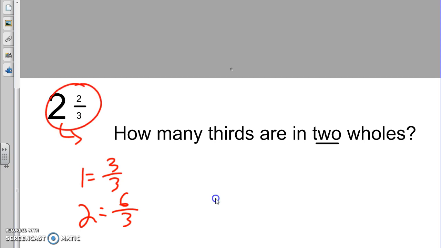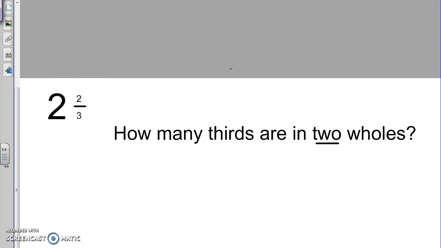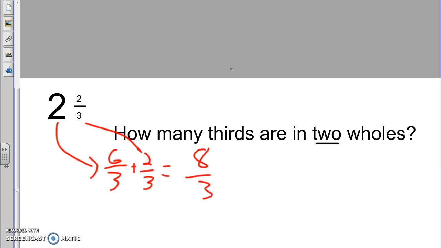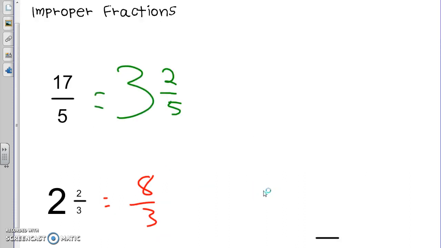To get 2 and 2/3, you'll have, let me see if I can erase this and draw a little better for you. 2 is equal to 6/3, and then 2/3, add that up, it winds up being 8/3. So 2 and 2/3 equals 8/3. Make sure you take your time to go back and rewatch how I did that if you're not sure how to get those two answers. 17/5 equals 3 and 2/5, and 2 and 2/3 is the same equivalency as 8/3.